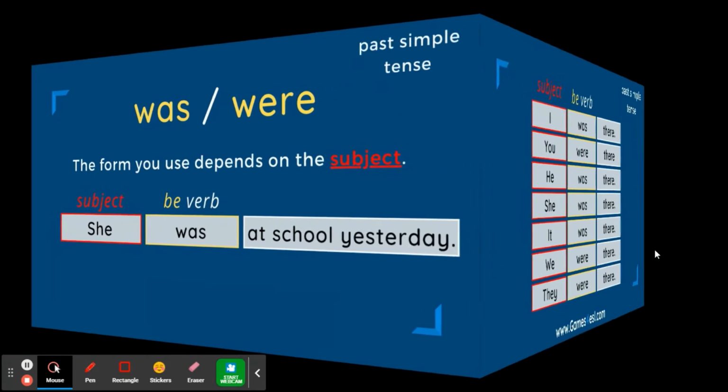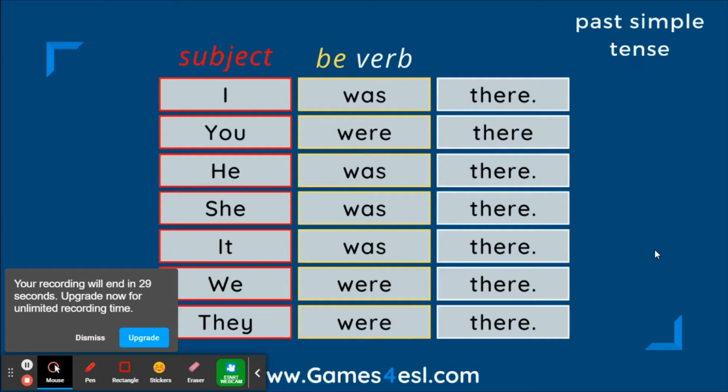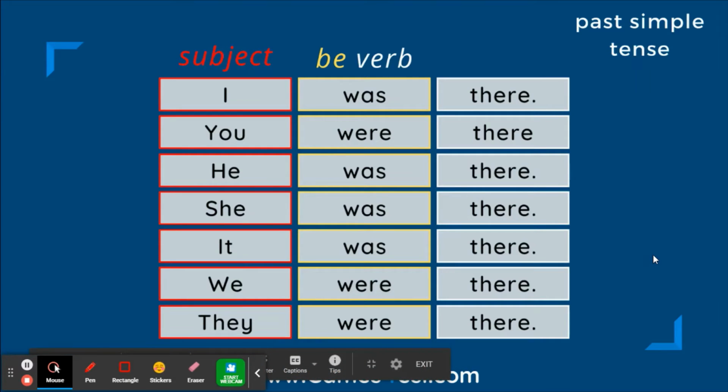Here we have a table that puts all of the subjects and the verb to be together so that we can see it. You can always come back to this specific slide and copy this table down. I highly recommend it, okay? So: I was, you were, he was, she was, it was, we were, they were.